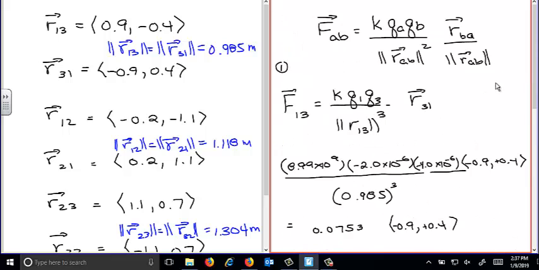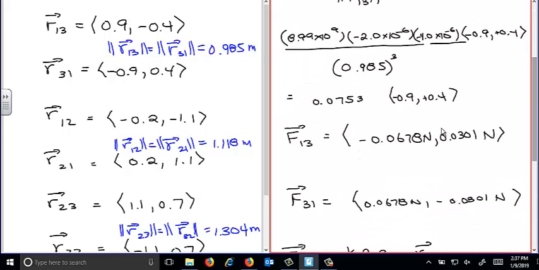So we just bring that down. We do the scalars first here. So multiply those four together, and then you can multiply the scalar times the components in the vector. So this times that gives you that, and this times that gives you that. And you'll notice the signs. So the force on charge 1 due to charge 3 has a negative x component and a positive y component.